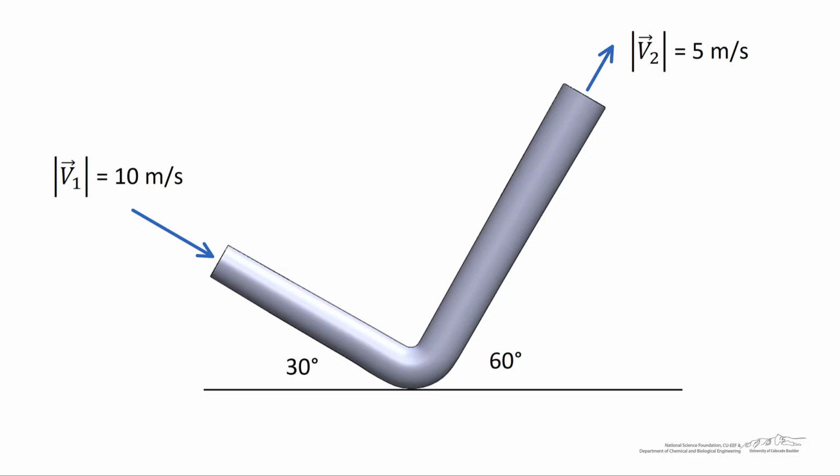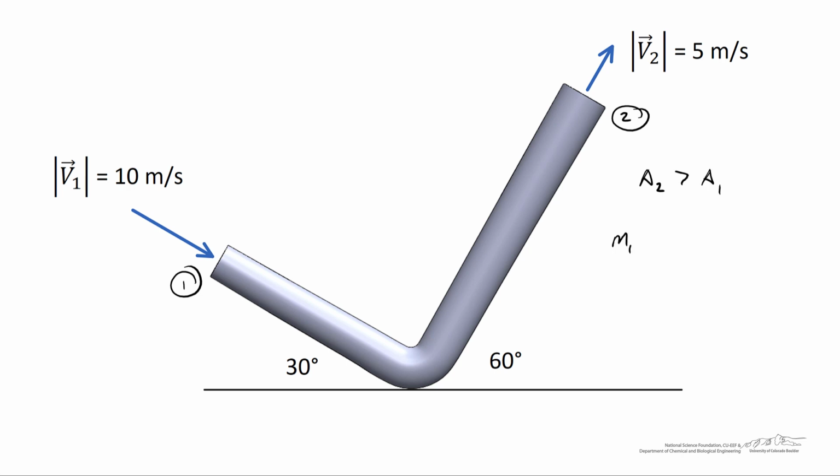Here we've got a fluid that's flowing through a bend in the pipe, and it enters at location 1 at a speed of 10 meters per second. It leaves at location 2 at a speed of only 5 meters per second. Because the fluid slows down and because it's incompressible, this means that the area of surface 2 must be greater than the area of surface 1.